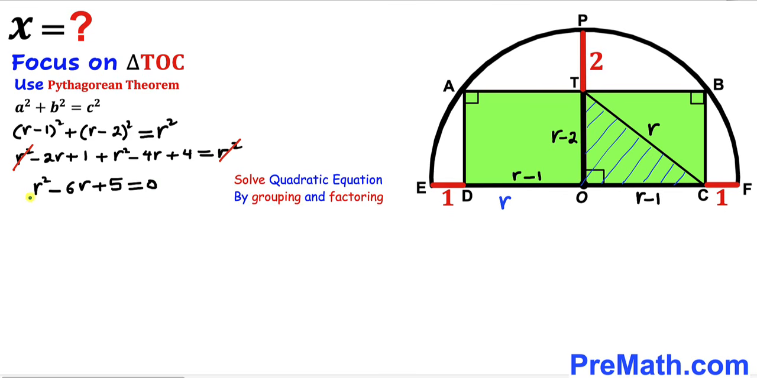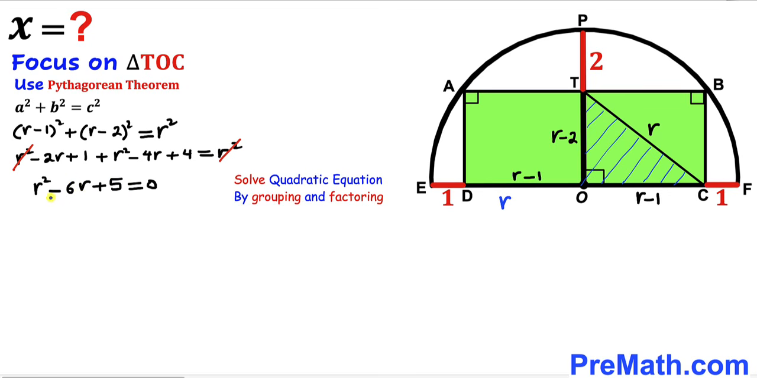And now we can see this is our quadratic equation, and we are going to solve this one by grouping and factoring. And now let's focus on this constant 5. 5 could be written as 1 times 5. And if we add 1 and 5, that is going to give us 6, which is the same number as over here in the middle.